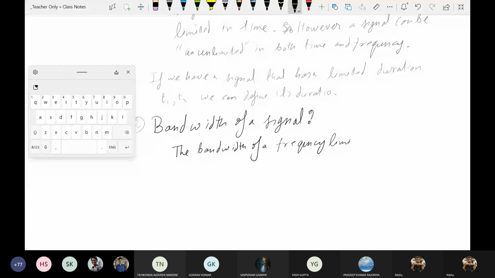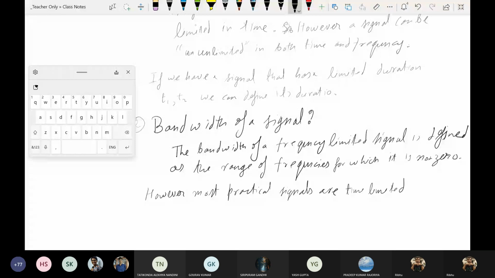However, most practical signals are time limited, and by virtue of this property cannot have a precisely defined bandwidth.